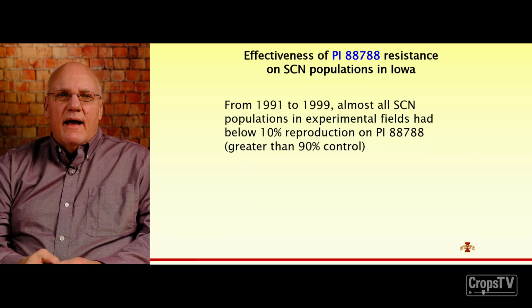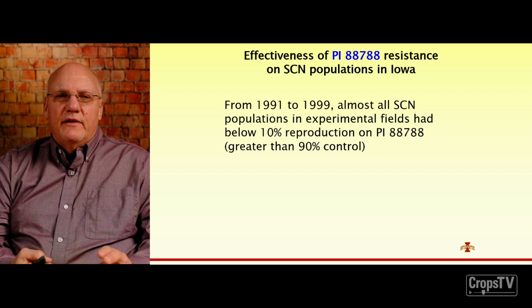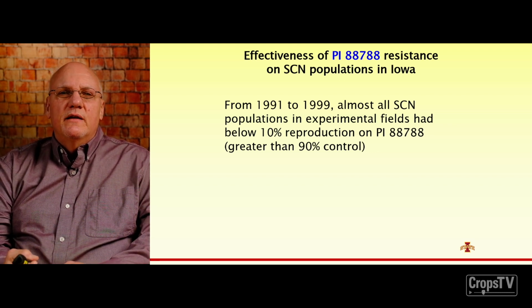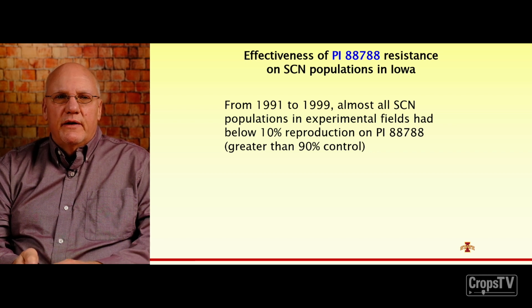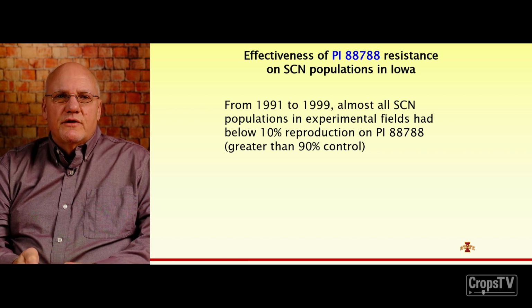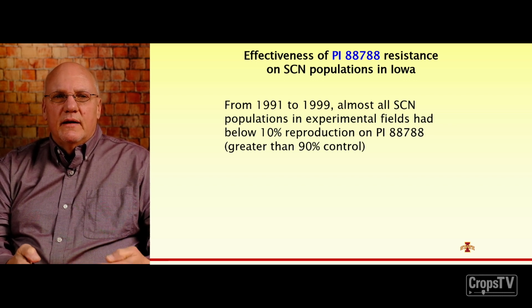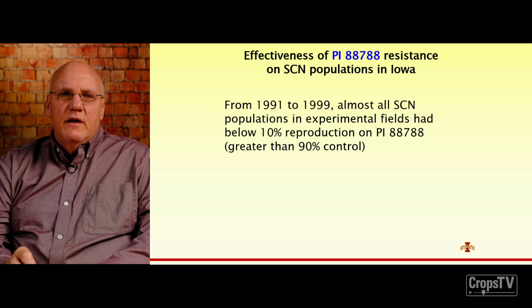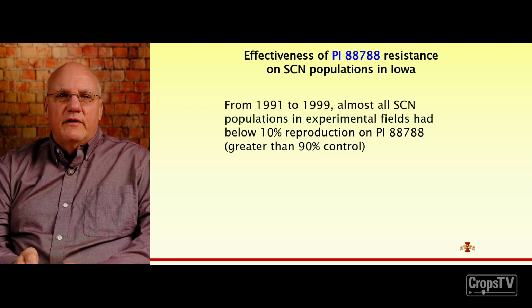So taking a look back over 30 years on those levels of reproduction of the SCN in the fields that we've ever worked in over 3 decades, in the decade of the 90s, almost every SCN population we ran into in any farmer's field had low reproduction on pure PI 88788, less than 10% reproduction. And that's a key point: less than 10% reproduction is what the scientific community considers resistance to SCN.